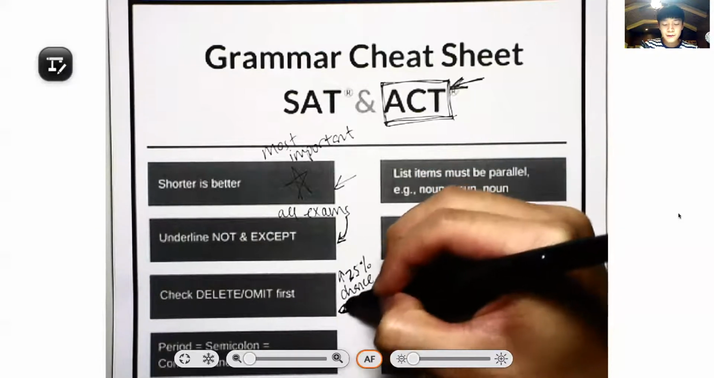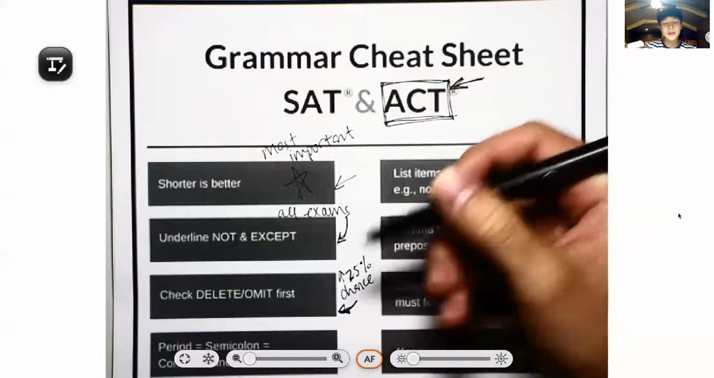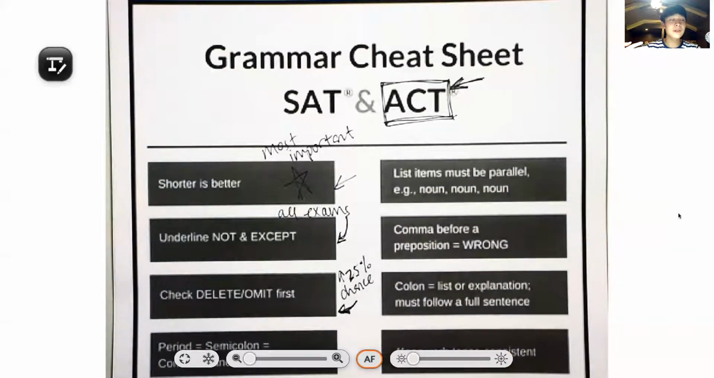So you always check it first. There are obviously many, many occurrences where it's wrong and it's maybe even trying to trick you, but always check it first because it's right more than a fourth of the time. And, of course, if you don't know the answer to that question, like you're just completely confused, then choosing the delete or omit answer choice will give you a better chance of getting the question right.